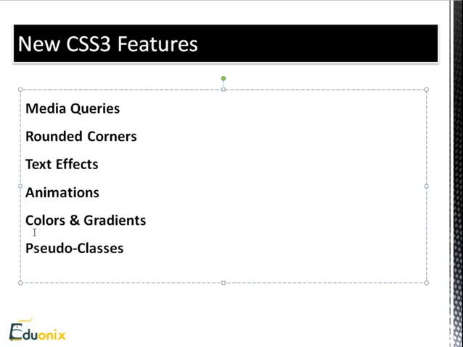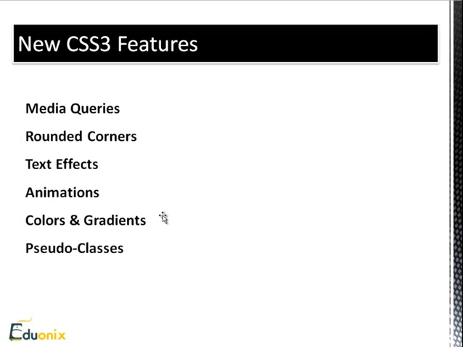Colors and gradients, we now don't have to use background images to have gradients. We can actually apply that right through the CSS. We have pseudo classes which allow us to better select certain elements. For instance, if we have a list, an unordered list with five entries, 5 lines, we can target, say, the third line or the third list element and style that by itself and not any of the other list elements. So that's something else that's really cool in CSS3.